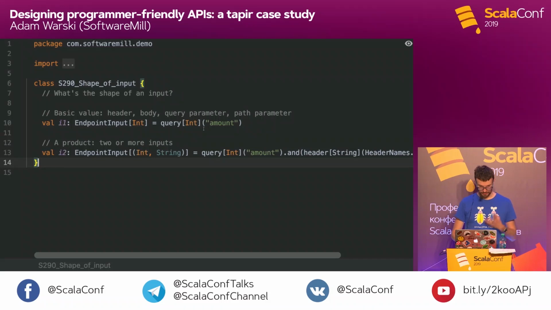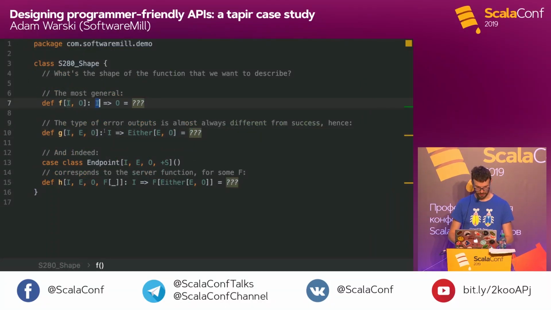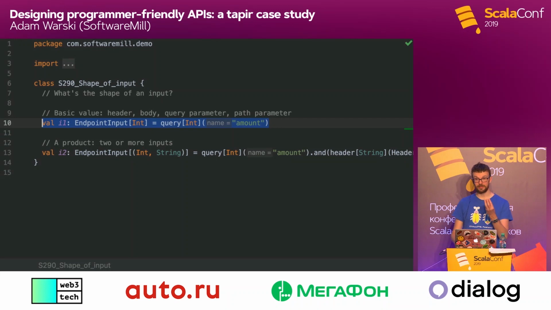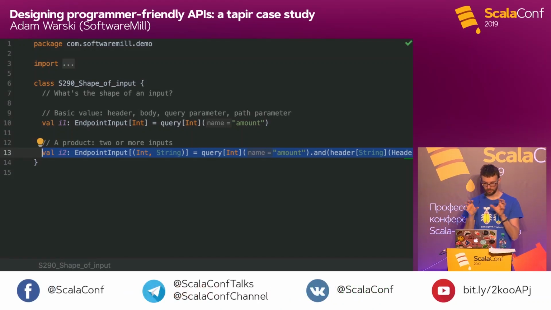However, that's not the end, right? What's the shape of the input then, right? Let's now focus on this input parameter over here. Well, of course, an input can be a single value, or it can be a tuple, right? So it can be a product. We can take 2 inputs and say that we want to read both of these inputs. So we can take products.